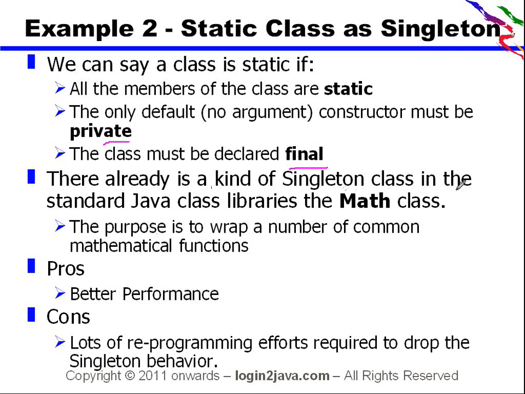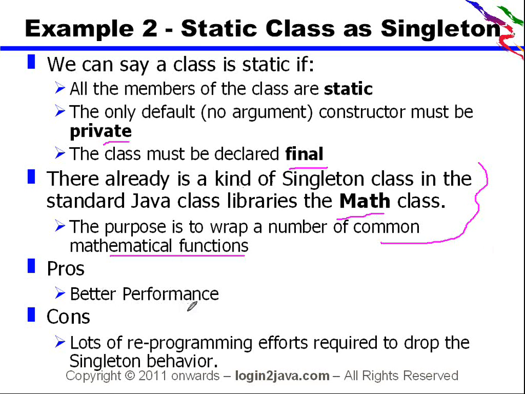There is already a kind of singleton class in the standard Java class library. I think most of you must have used the Math class. It is a static class. You always use Math dot. Its purpose is to wrap a number of common mathematical functions, and actually an instance is not required for this, but performance is required. Static classes and methods within a static class are much faster than methods that execute through an instance. So the Math class is created as a static singleton class.